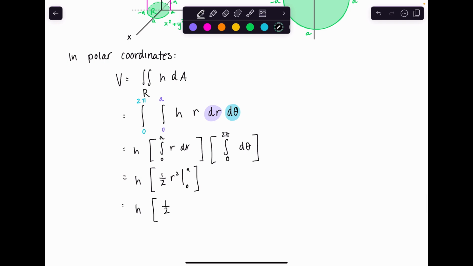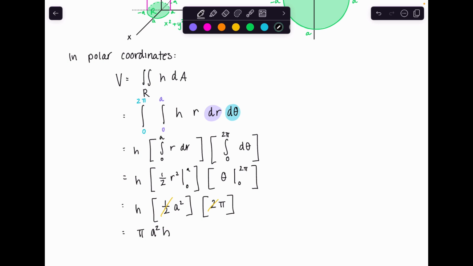This gives us 1/2 a squared minus 0. Then for this, the antiderivative is theta, evaluated from 0 to 2 pi. And really, that's just 2 pi. So rearranging this, the 1/2 and the 2 cancel, and you get exactly pi a squared h in all about 2 minutes as opposed to 15 with rectangular coordinates, right?